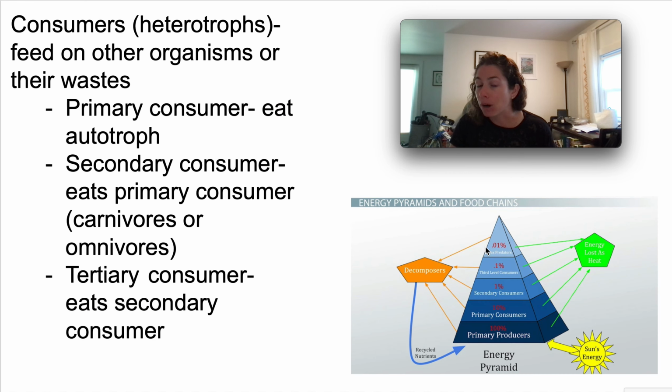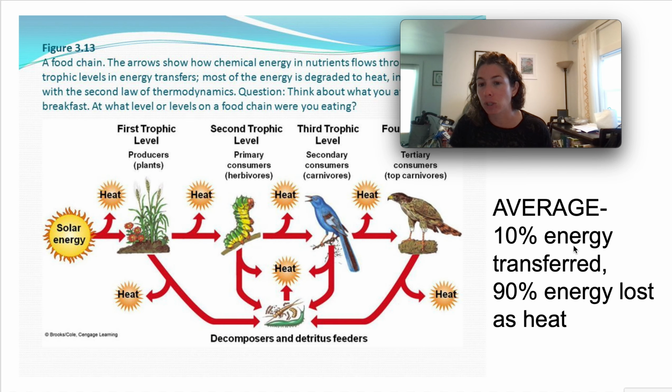And the number, that magic number that we're looking for, is 10%. 90% of the energy available is lost in the conversion. So when plants convert that solar energy into chemical energy, 90% of the solar energy is lost. And then when a caterpillar eats that plant, 90% of the energy that it has eaten is lost as heat. And so on and so forth.